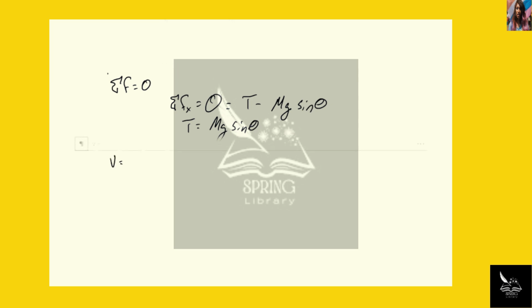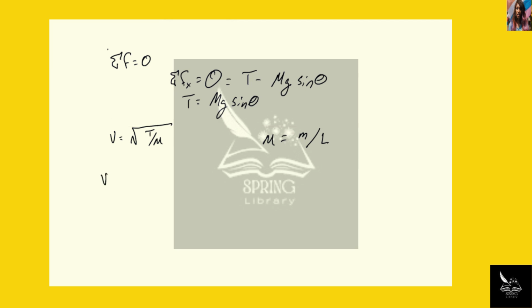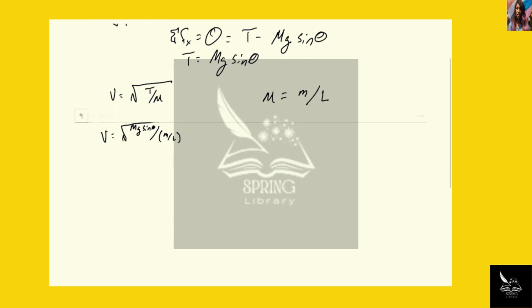We know that the velocity of the wave is equal to the square root of the tension divided by the mass per meter length. We know that the mass per meter length is equal to the mass of the rope divided by the length of the rope. Therefore, we know that the velocity of the wave is equal to the square root of the mass of the block times the gravity times the sine of theta divided by the mass of the rope divided by the length of the rope.